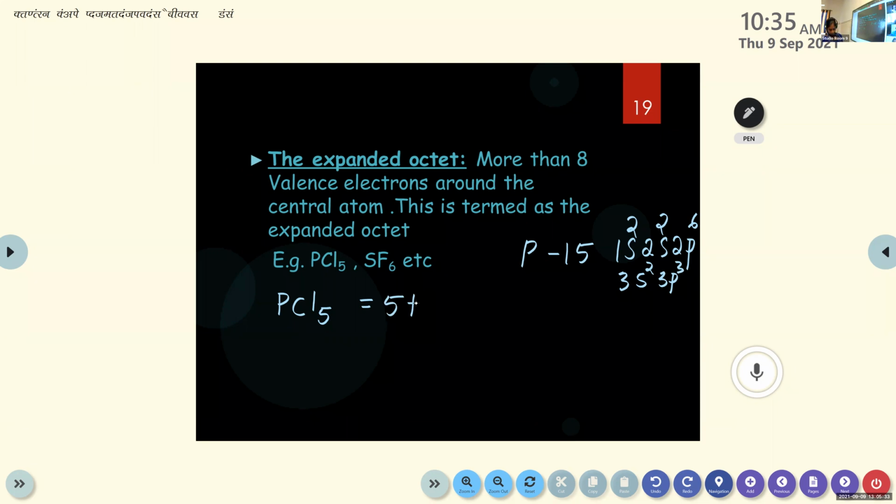Then about chlorine. Chlorine. 7 plus 7 plus 7 plus 7 plus 7. PCl5, right? Then tell me the total number of electrons. 40. Yes? 40. Let me check. Wait. 21, 28. Yeah, it's 40. Okay.